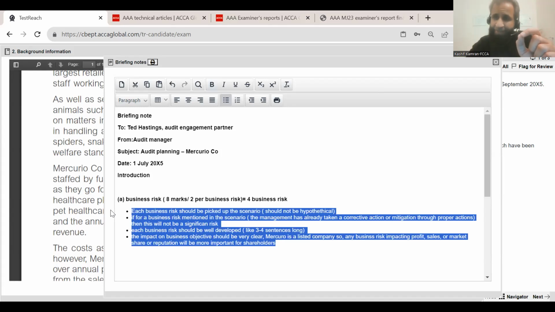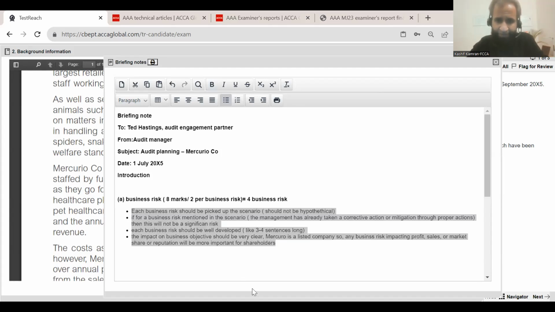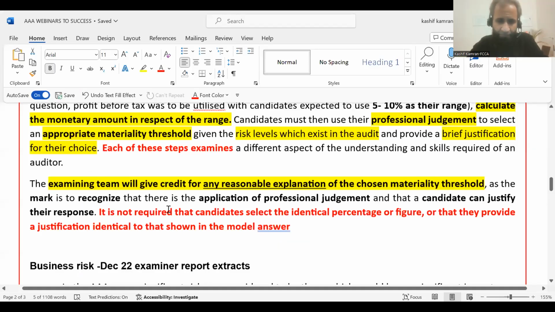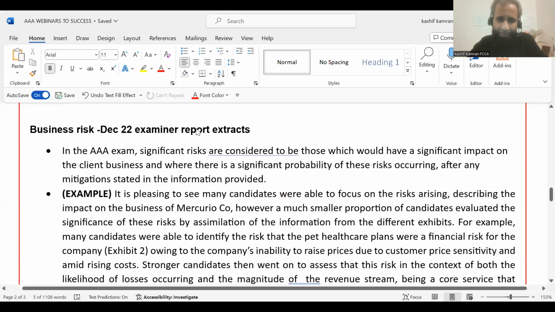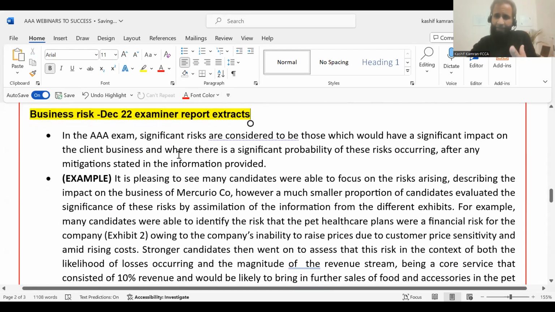Let's quickly look at the examiner criticism around business risk. That can really help you formulate a very good answer for 2 marks. And then let's move to the third change in the AAA paper. Okay, if I go back to the examiner feedback, business risk, December 22 examiner report. Okay, let's see what we can learn from here.